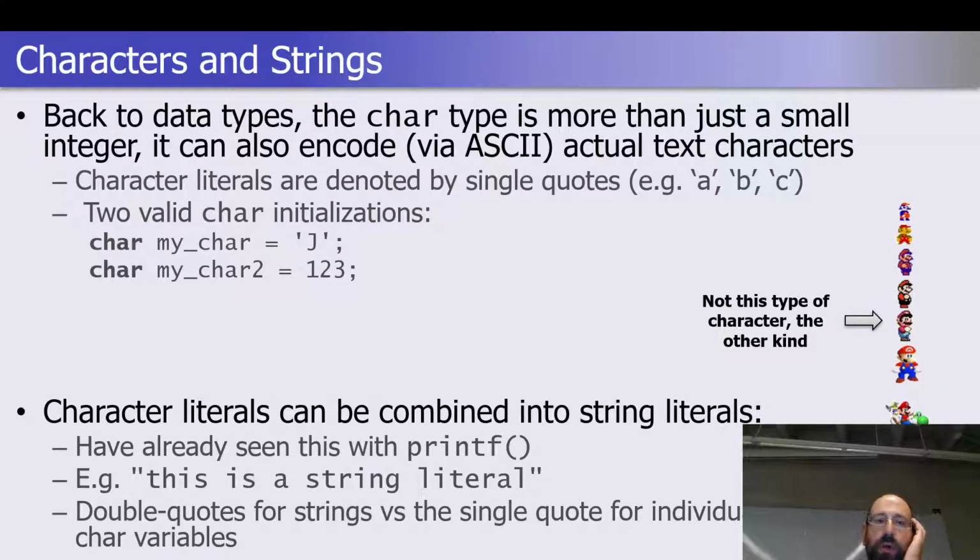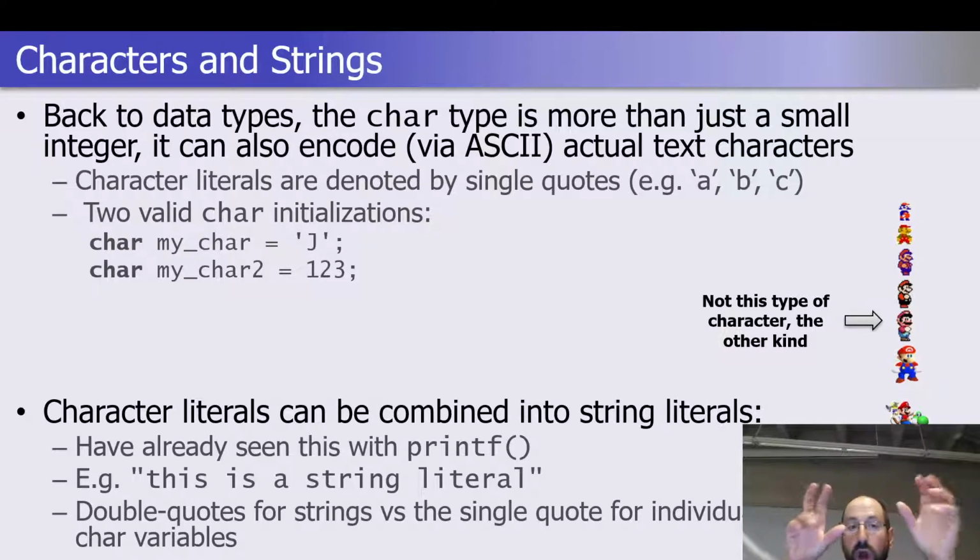This character type is more than just a small integer, although it is also just a small integer. It's also encoding the actual text characters. And the syntax here is something you just have to get used to through experience. If you have a single character literal, which means a constant value, like 42 or 5 for an integer literal, for our character literals in C, it's single quotes. So char my_char equals 'J'. If it's a single character we've initialized something to, it goes in single quotes.